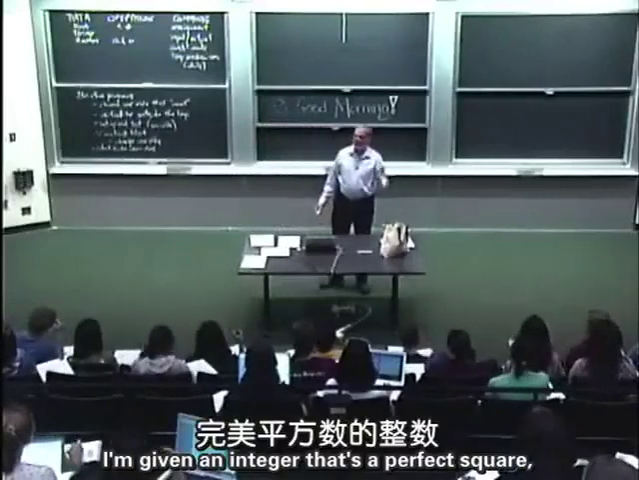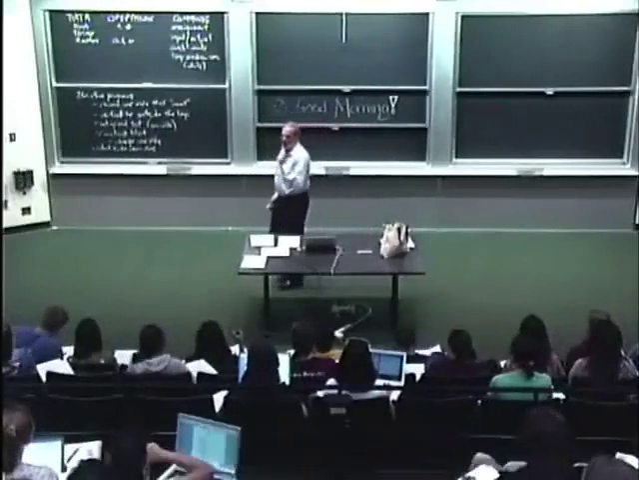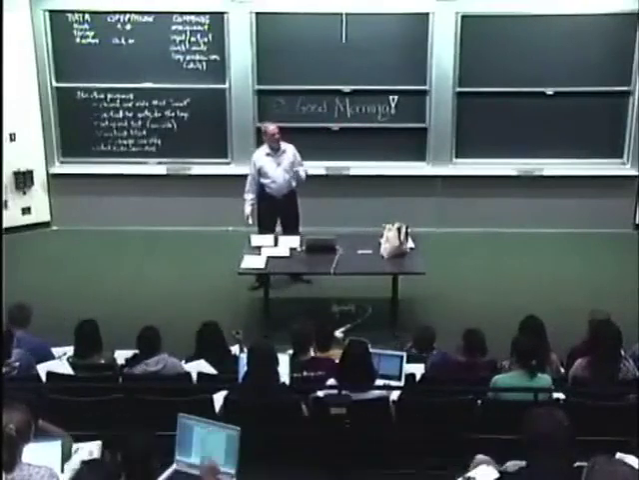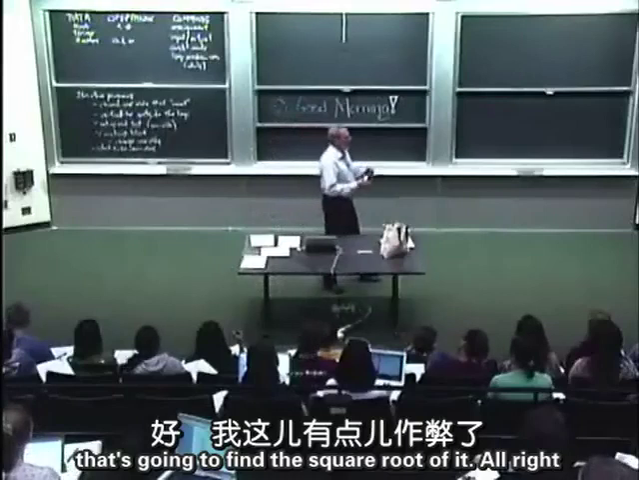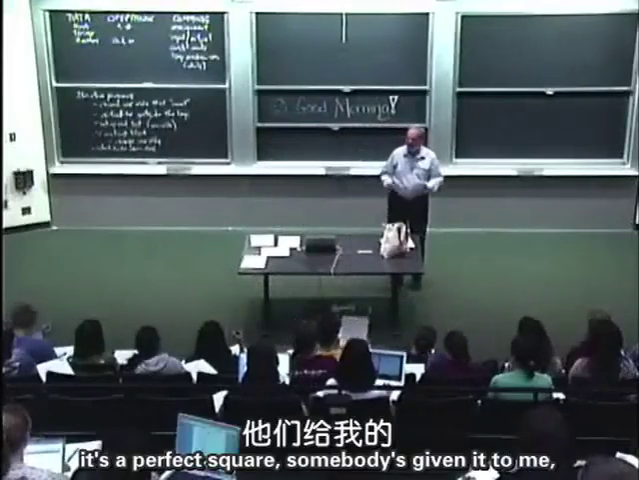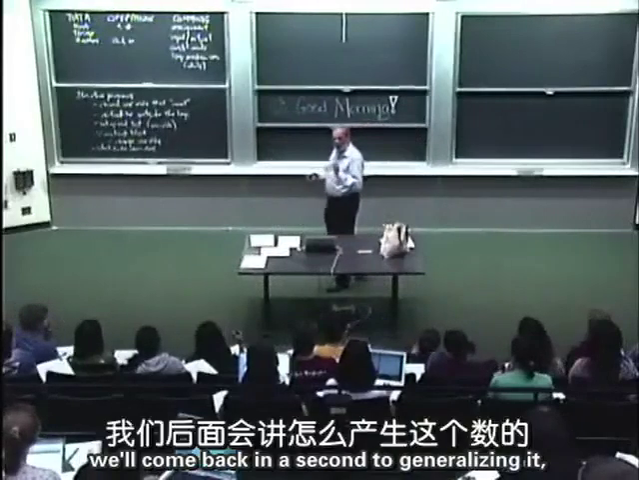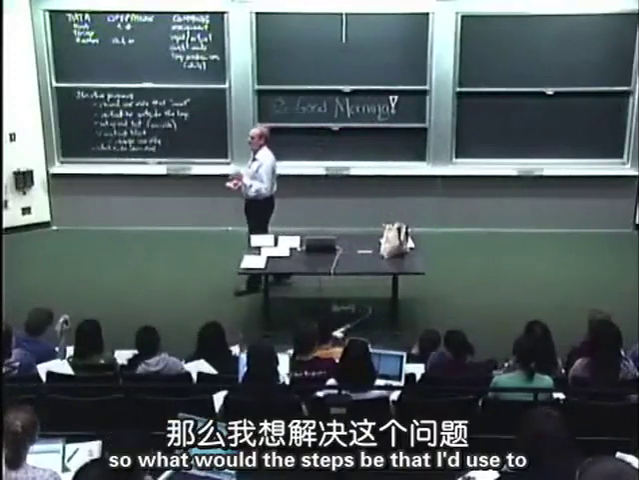I'm given an integer that's a perfect square, and I want to write a little piece of code that's going to find the square root of it. All right, so I'm cheating a little. I know it's a perfect square. Somebody's given it to me. Come back in a second to generalizing it. So what would the steps be that I'd use to walk through it?